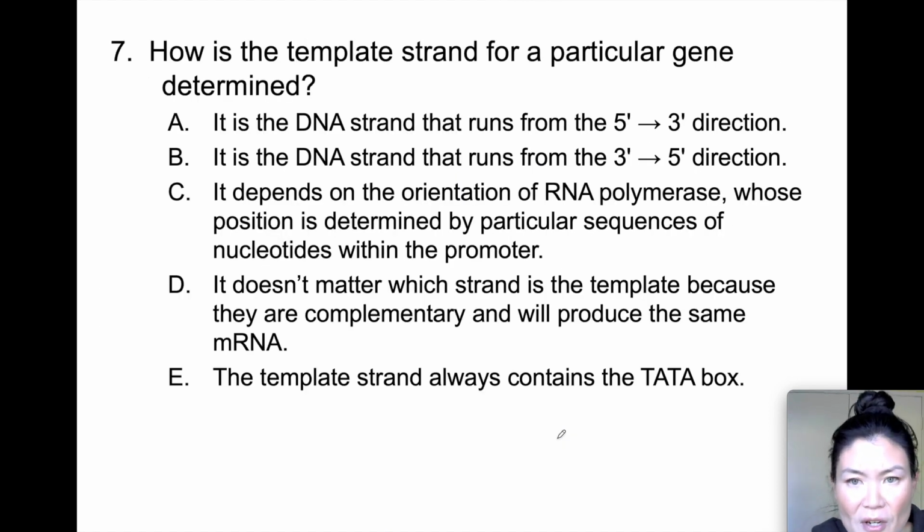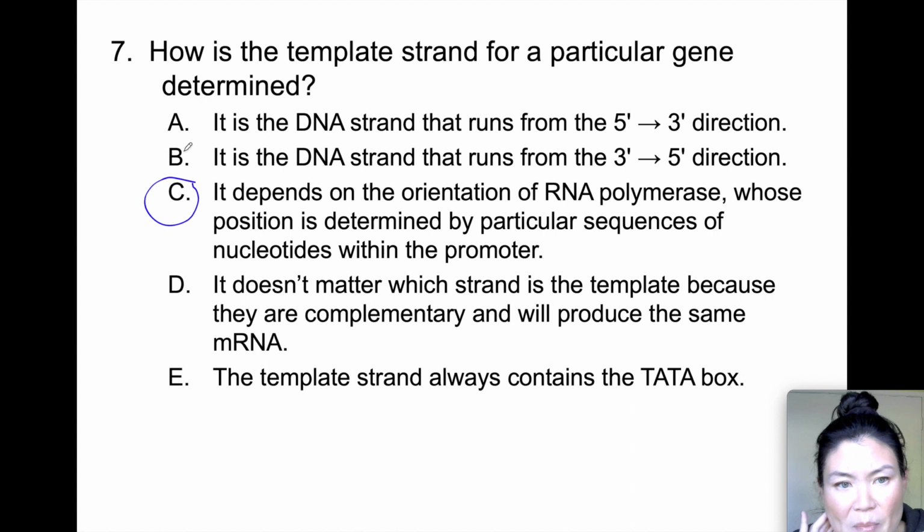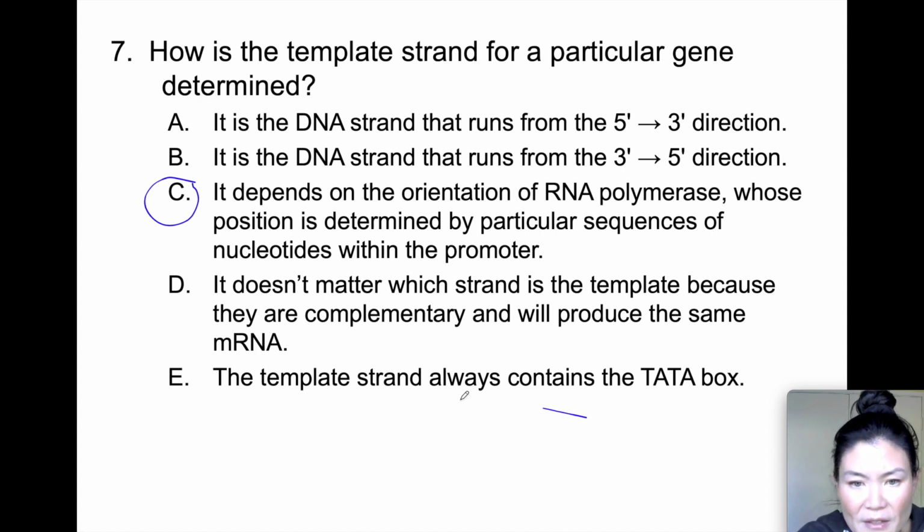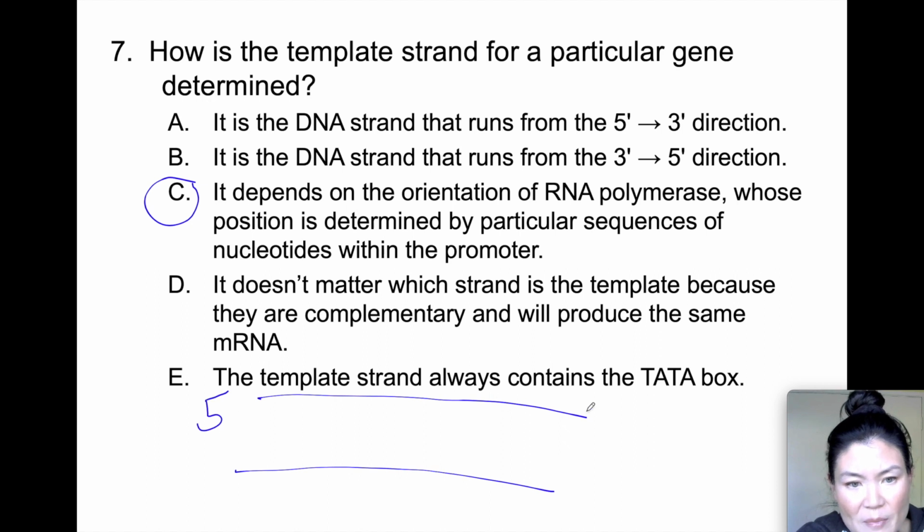How is a template strand for a particular gene determined? It is the DNA strand that runs from 5 to 3. It is a DNA strand that runs from 3 to 5. It depends on the orientation of DNA polymerase, whose position is determined by the particular sequence of nucleotides within the promoter. Well, I read that fast, okay? The answer is C, okay? Some of you guys were thinking, oh, it's B. But actually, when you look at the DNA strand, you know, it's anti-parallel.